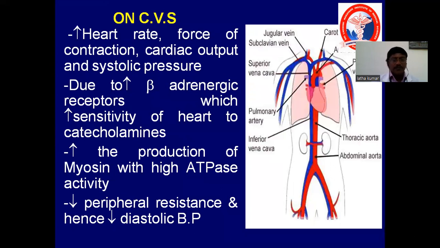On the cardiovascular system, the effect of thyroid hormone is to increase the heart rate, force of contraction, cardiac output and systolic blood pressure due to an increase in beta adrenergic receptors, which increases the sensitivity of the heart to catecholamines, and an increased production of myosin with high ATPase activity, and it decreases the peripheral resistance and hence decreases diastolic blood pressure. Diastolic blood pressure will be decreased.